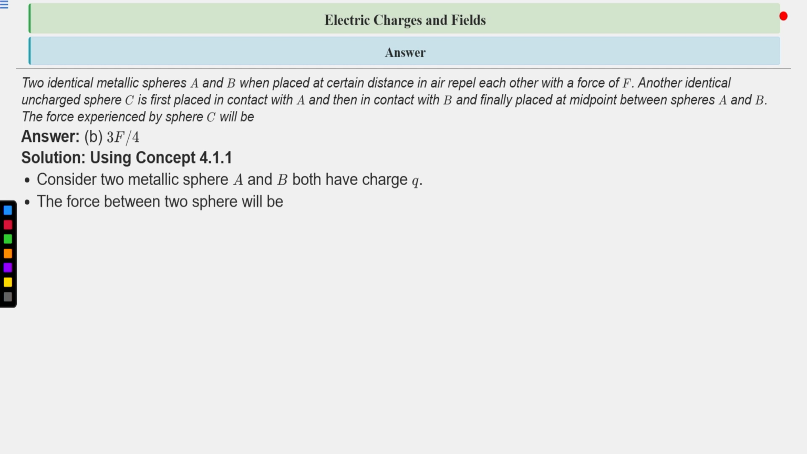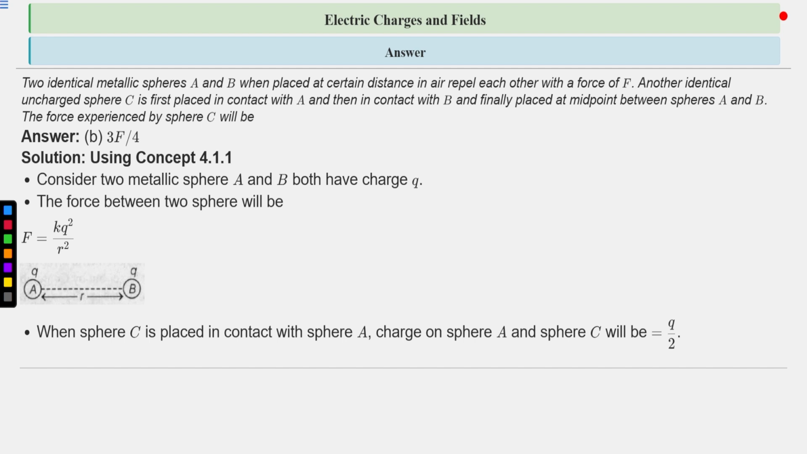The force between two spheres will be F equal to KQ square upon R square. This is the initial force when C is not there, the force between two charges is KQ square by R square. R is the distance by which they are apart. Now, this is the diagrammatic representation. This is A, this is B, and they are separated by distance R, both having charges Q and Q. This is the force between them.